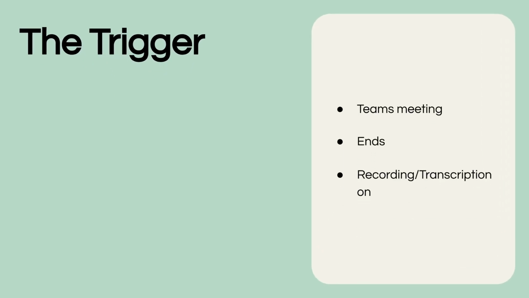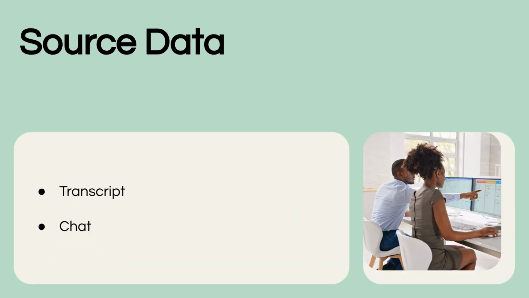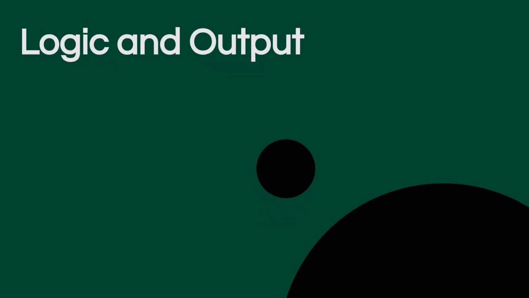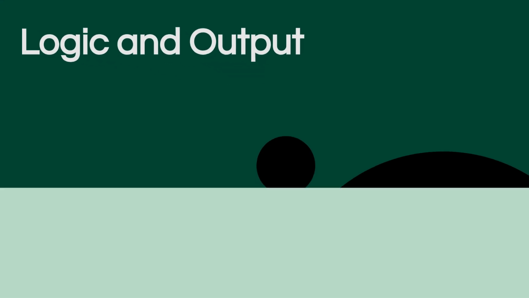The automation is triggered immediately when a Microsoft Teams meeting concludes, provided that recording or transcription was enabled during the session. Copilot uses two primary sources for analysis: the complete meeting transcript and the meeting chat log. Next, let's explore the core logic Copilot applies and the different outputs it generates.